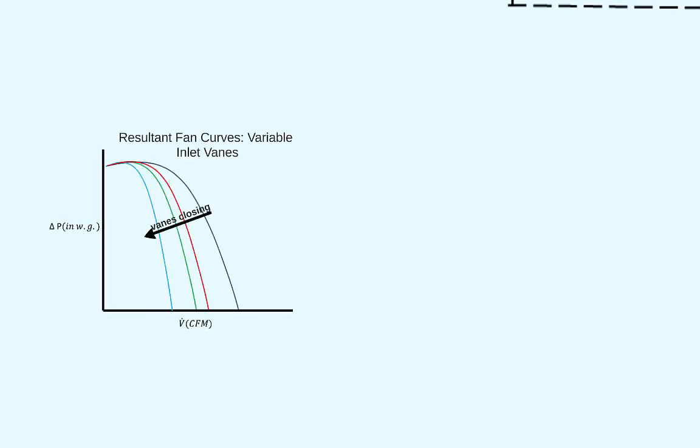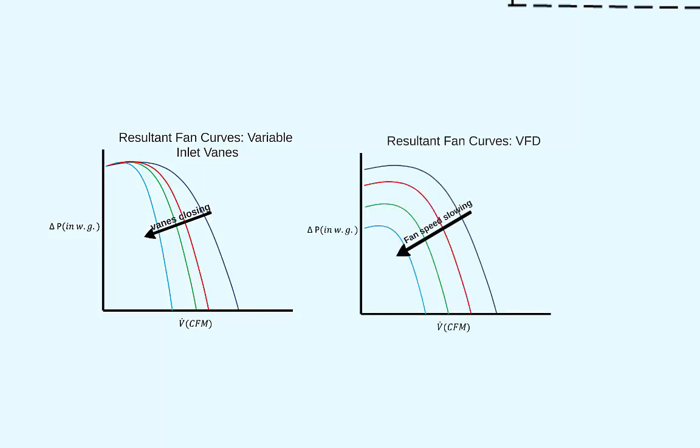Resultant fan curves as the guide vanes close more and more can be seen in this plot. Compare this to the different fan curves that result from a VFD actually slowing down the speed of the fan. The big takeaway here is that since we are changing the fan curve when the pressure in the supply duct rises, we are essentially going to achieve the reduction in the amount of energy it takes to push the air.